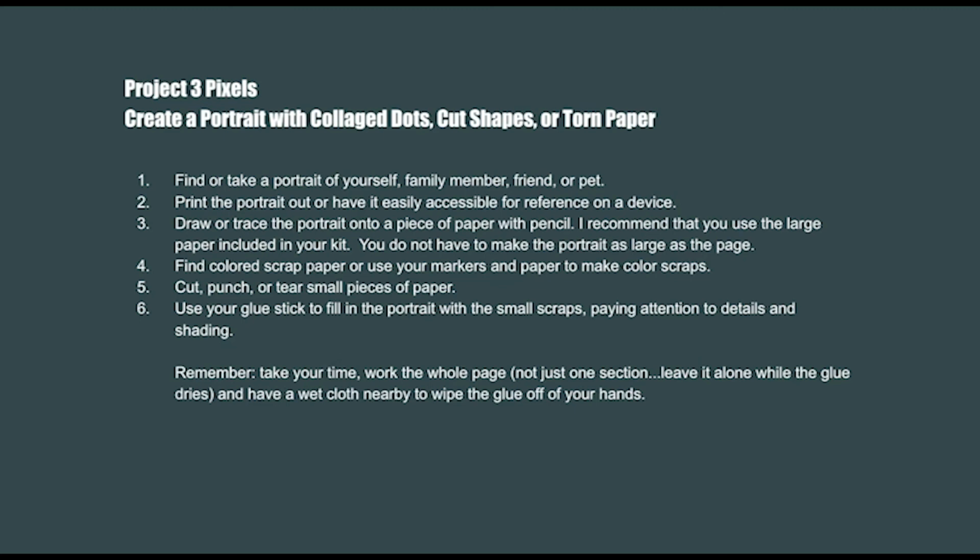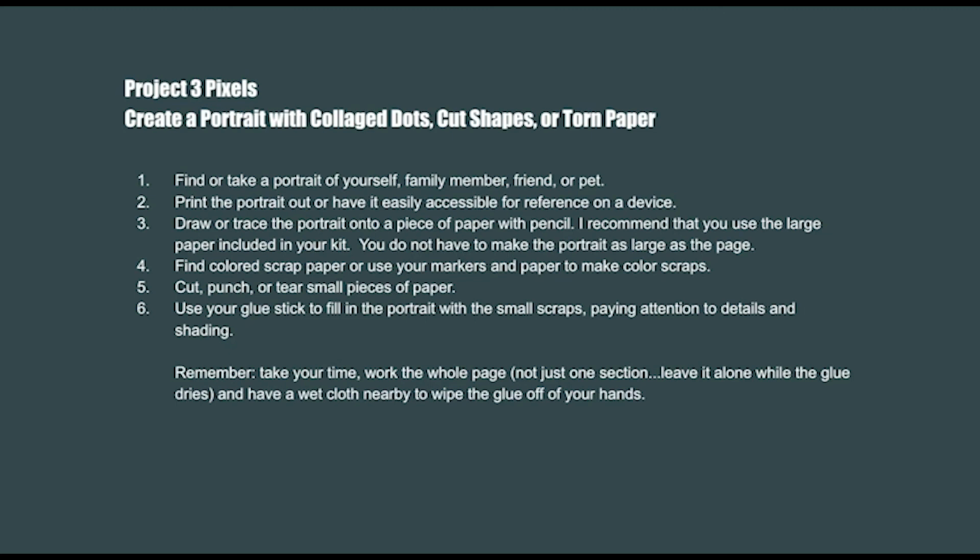So the directions are: find or take a portrait of yourself, family member, friend, or pet. Print the portrait out or have it easily accessible for reference on a device. So if you just have it on your cell phone and you're comfortable with just having that to work from, that is fine. Draw or trace the portrait onto a piece of paper with a pencil. I recommend that you use large paper included in your kit, but you do not have to make the portrait as large as the page. Find colored scrap paper or use your markers and paper to make colored scraps. Cut, punch, or tear small pieces of that paper, and then use your glue stick to fill in the portrait, meaning that you put glue on either the scrap of paper or the portrait and stick your pieces on. Use a glue stick to fill in the portrait with the small scraps, paying attention to detail and shading.